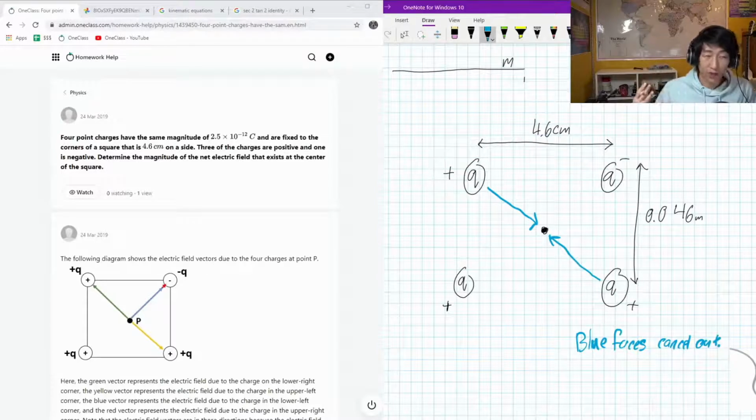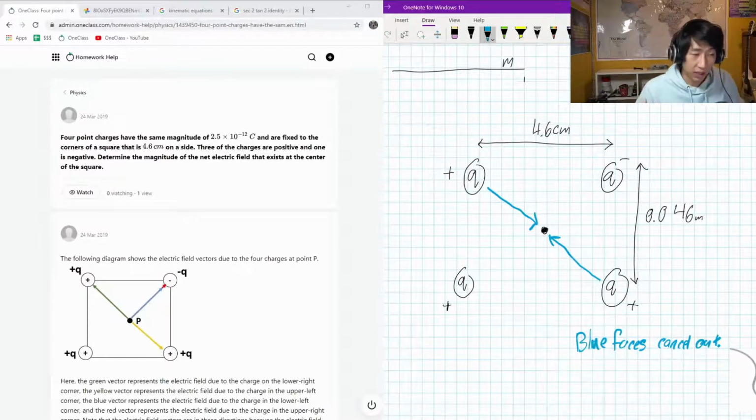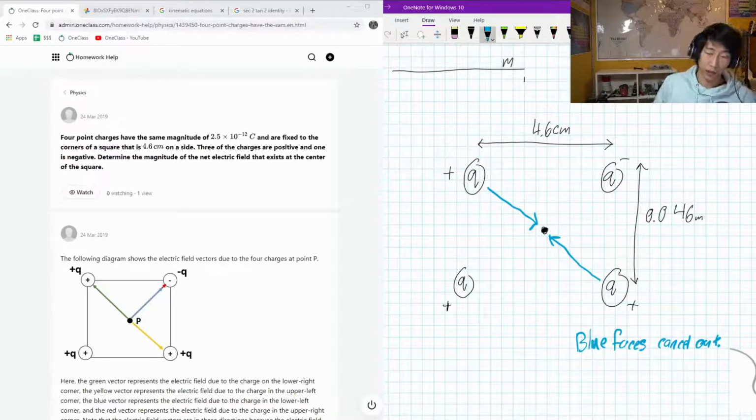They are perfectly the same charge and the same distance away from each other. So if we were to incorporate them into the same calculation, they would neutralize each other. One would be positive and one would be negative, and they would be perfectly equal. So the result of those net blue forces is 0.